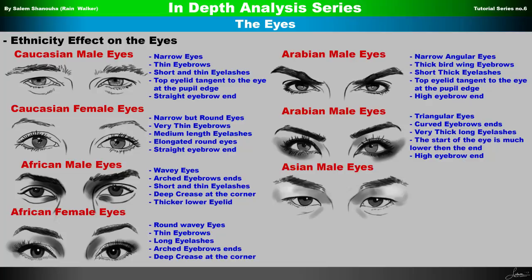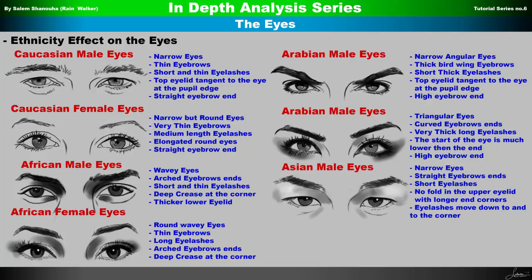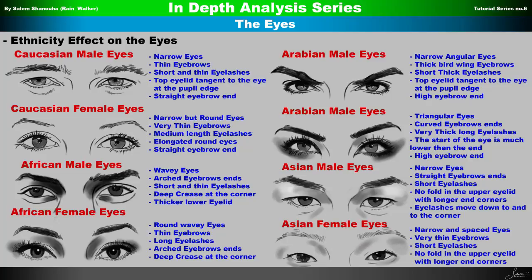The Asian male eyes: narrow eyes, straight eyebrows end, short eyelashes, no fold in the upper eyelid with longer end corners, eyelashes move down and then to the corner. The Asian female eyes: narrow and spaced eyes, very thin eyebrows, short eyelashes, no fold in the upper eyelid with longer end corners. And next, let's compare the young eyes to the old eyes.